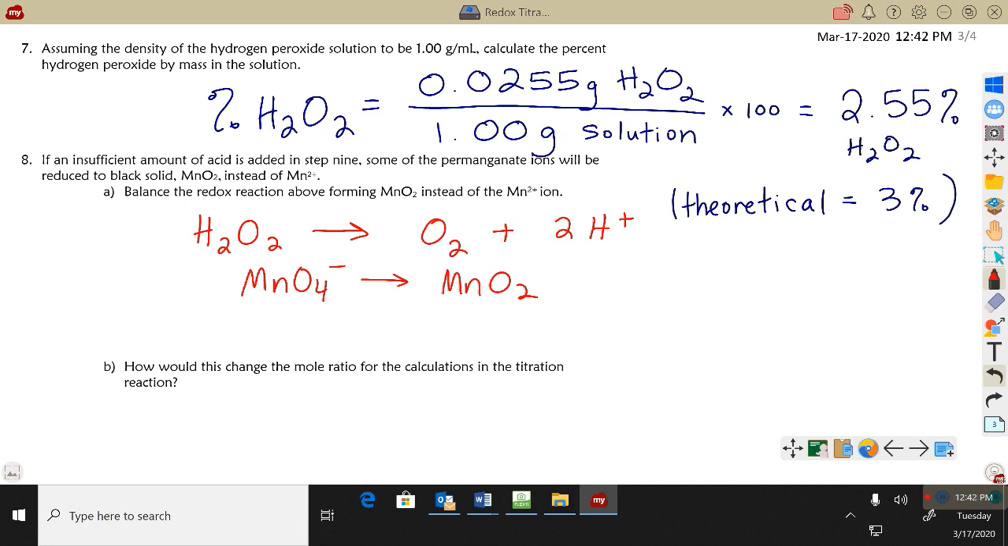Okay, so step 1, balance the manganese, which there's 1 on each side. Step 2, balance the oxygen by adding water. Step 3, balance the hydrogen by adding hydrogen ions. Okay, so I will need 4. Excellent. Now I gotta check the charge.